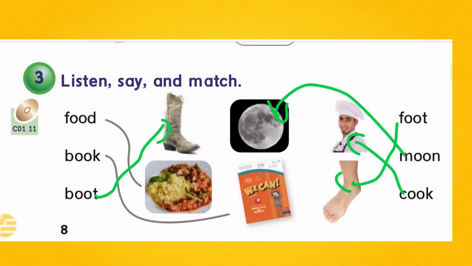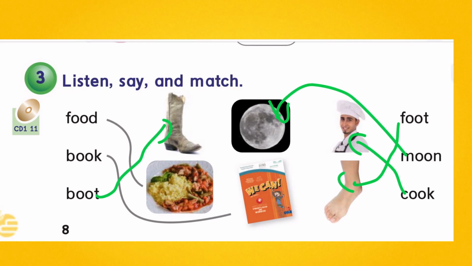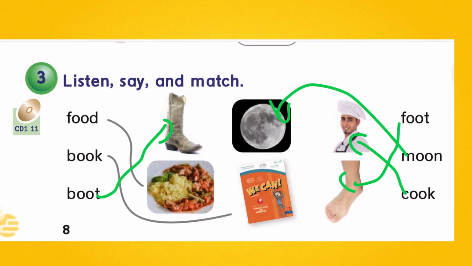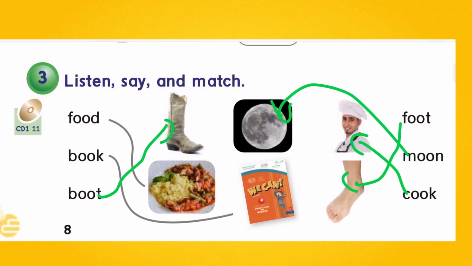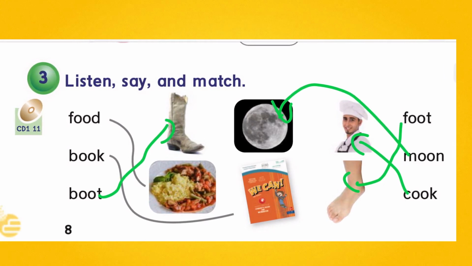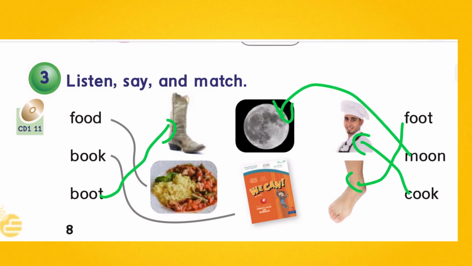Listen, say, and match. Are you ready? Let's practice first. OO says oo, food, food. OO says oo, food, food.